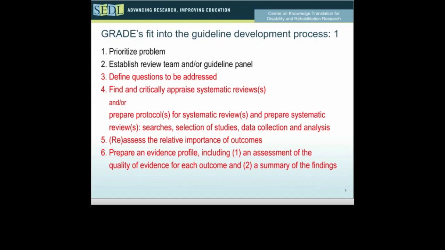Step 6, prepare an evidence profile, including assessment of the quality of evidence for each outcome and a summary of the findings. And this is nothing more than creating what we traditionally have called an evidence table. The GRADE people have split it into 2 tables that have different content and are for different audiences, but in the end it's what we call an evidence table.